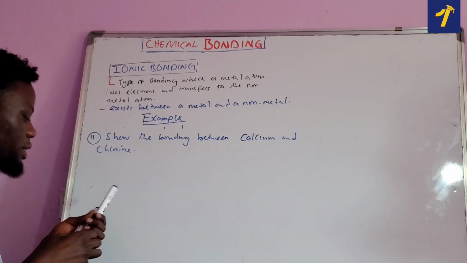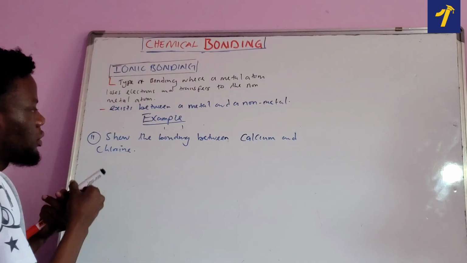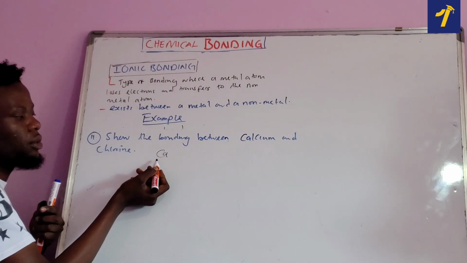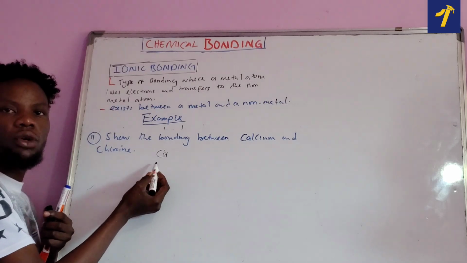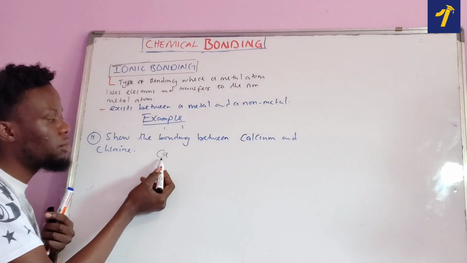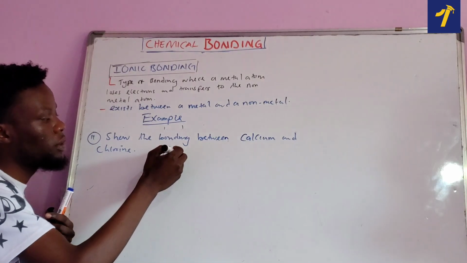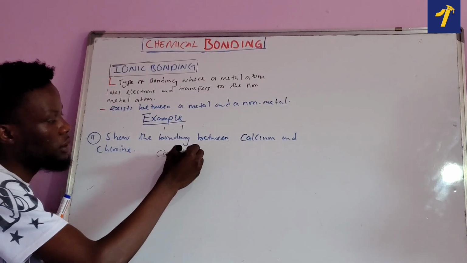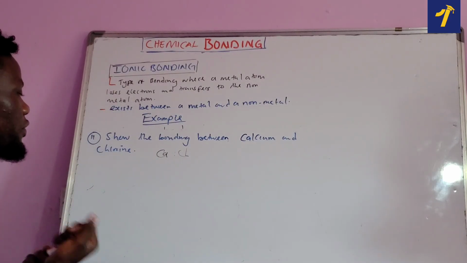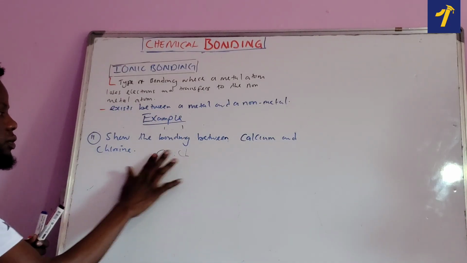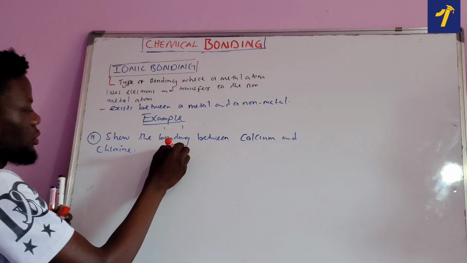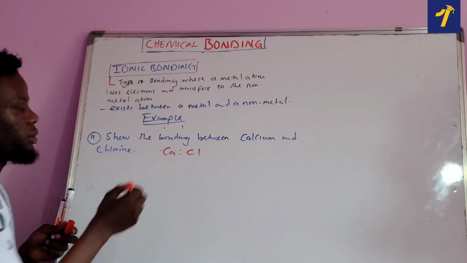So how do we write the chemical formula? Calcium always starts with a metal. So I'm going to write calcium. On the periodic table, you find the chemical symbol, which is Ca. Then calcium is reacting with what? Chlorine. So calcium is reacting with chlorine, like that.